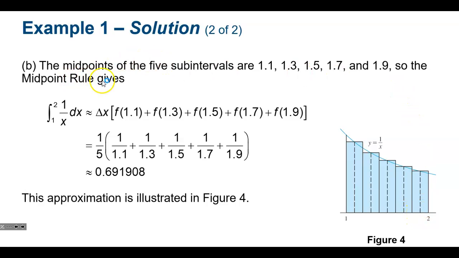So the midpoint rule is going to give you the following. Again, going from 1 to 2, 1 over x. You're taking the displacement, which is 1 over 5. Then you have f of 1.1, which is the first midpoint, plus f of 1.3, plus f of 1.5, plus f of 1.7, plus f of 1.9. And therefore, if we apply that input to that function and add these all together and multiply it by 1/5, we get approximately 0.691908. And this approximation is illustrated in this particular figure by using the midpoint rule.